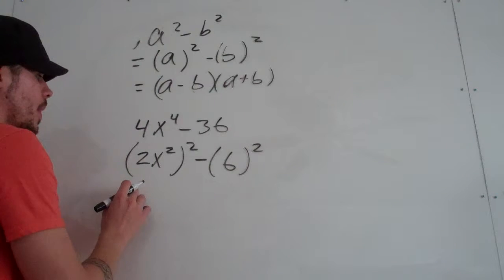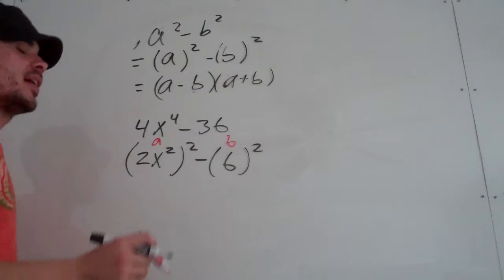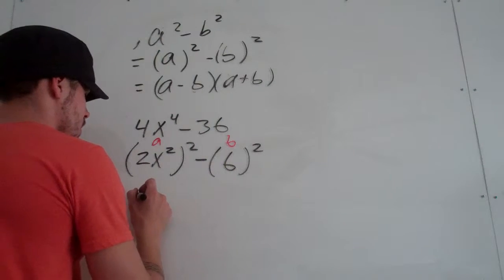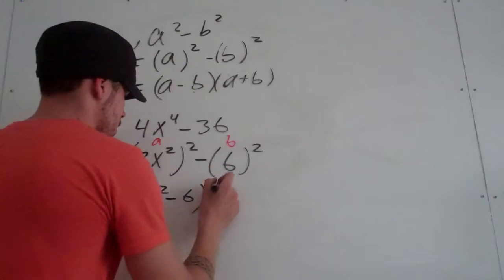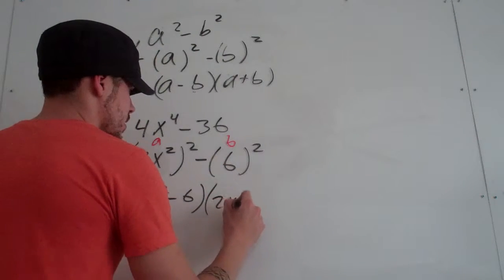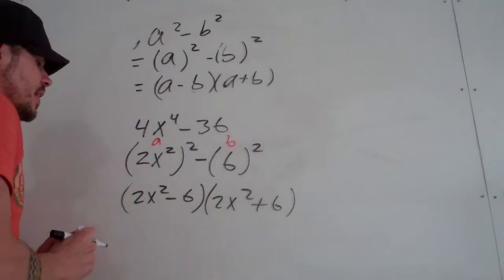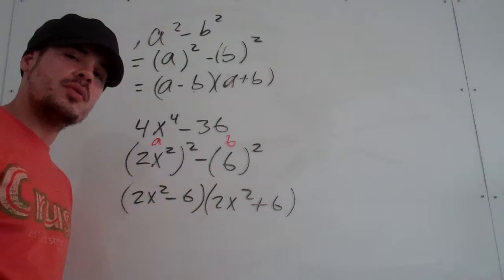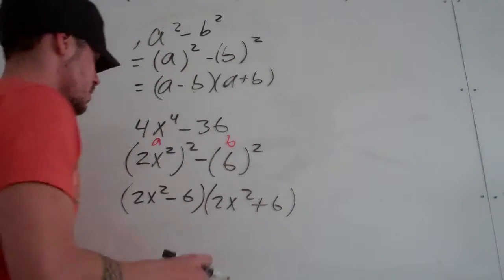Okay, so now, once we're at this point, remember, this is your a and this is your b. And so remember, a minus b times a plus b will give you your answer. So 2x squared minus 6 times 2x squared plus 6. So this is your final answer. In this case, sometimes maybe one of the terms might be factorable even further, and so you have to look out for that. But in this basic video, this is as far as I'm going to go.